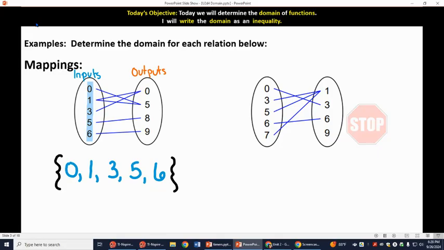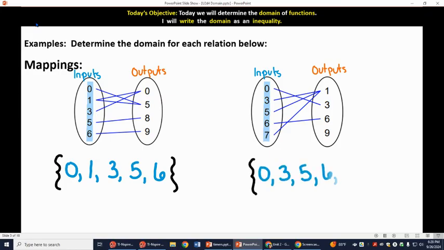Let's see how we did. We have our inputs on the left and our outputs on the right. We are worried about the inputs today. So we have 0, 3, 5, 6, and 7. That is the domain for this mapping.